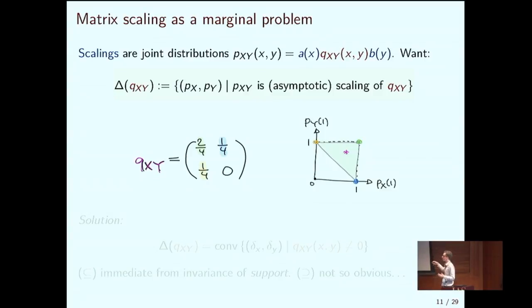Now the scaling problem is basically about this: suppose you apply scalings to this qxy. Suppose you left multiply and right multiply by diagonal matrices with non-negative entries. You get another probability distribution pxy. What's the space of marginals that you can get?